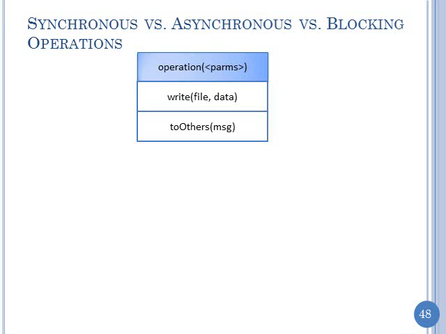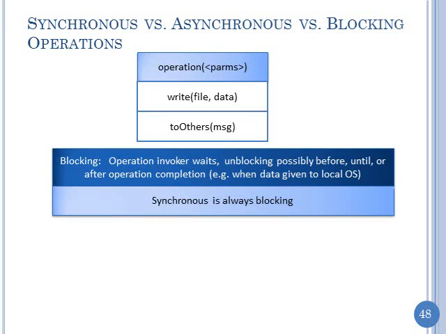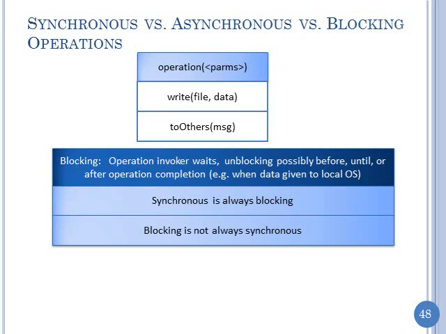Okay, you say, I trust the kernel. So I'm blocking till the kernel has it, and it's possible that the kernel buffers are full, so I'll block till there is some kernel buffer that's available, and then I'll unblock at that point. I know at that point that it'll reach. I trust the kernel. So with a blocking operation, the invoker waits, unblocking possibly before, until, or after operation completion. So blocking doesn't imply synchronous. Synchronous is always blocking. Blocking is not always synchronous.